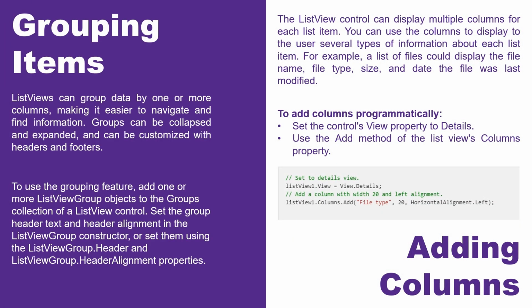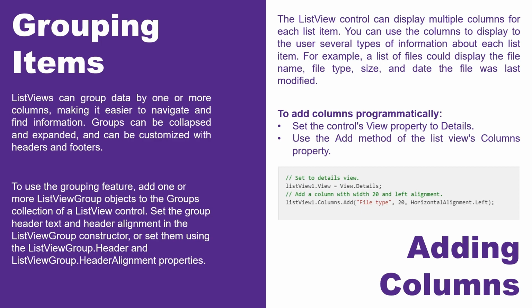Grouping items. List views can group data by one or more columns, making it easier to navigate and find information. Groups can be collapsed and expanded, and can be customized with headers and footers. To use the grouping feature, add one or more ListViewGroup objects to the Groups collection of a list view control. Set the group header text and header alignment in the ListViewGroup constructor, or set them using the Header and HeaderAlignment properties.